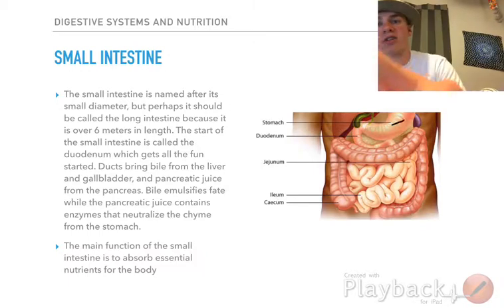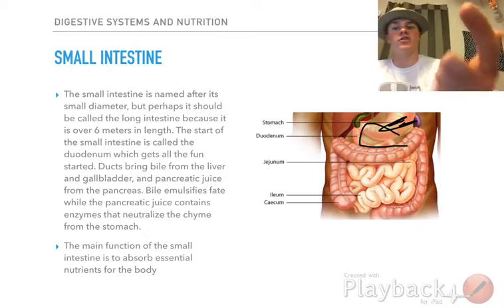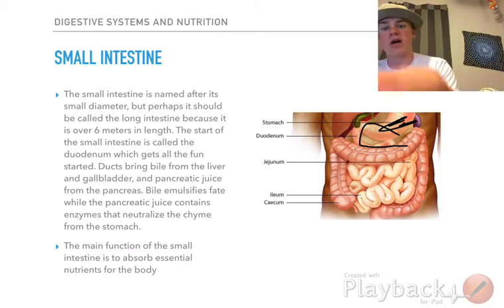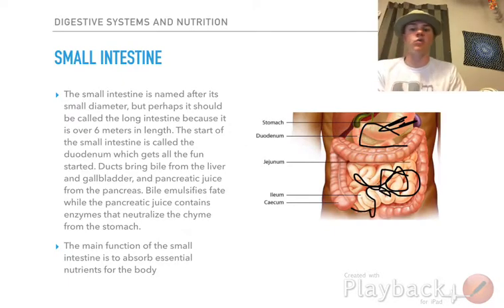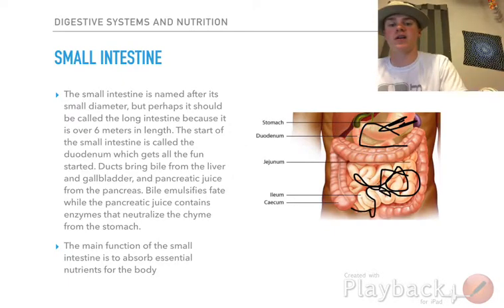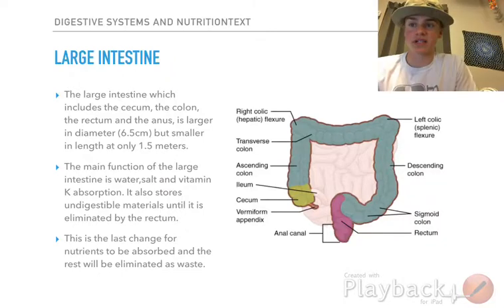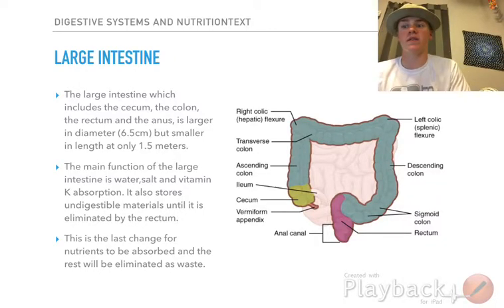And so you can see here, this is your stomach right here. So as it comes down through the duodenum, and then it comes into the jejunum, which wraps around through the ileum, and then finally into the cecum, which is the start of the large intestine. The large intestine, which includes the cecum, the colon, the rectum, and the anus, is larger in diameter but smaller in length at only 1.5 meters.